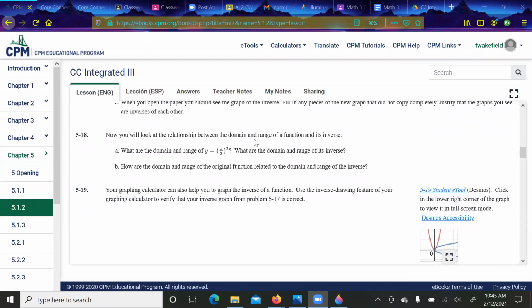Now you will look at the relationship between the domain and range of the function and its inverse. What are the domain and range of the original function y equals x squared? What are the domain and range of its inverse? Okay, maybe I shouldn't have erased that, but that's okay. So the original function was just a parabola like this. So the domain, right, 18, the domain is what? If it goes forever this way and forever that way? All real numbers, right? All reals.